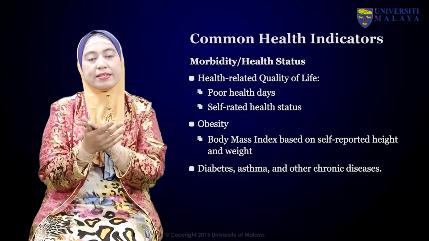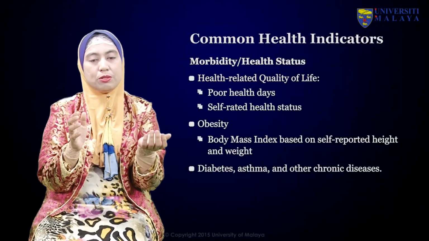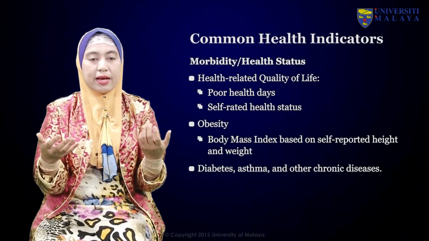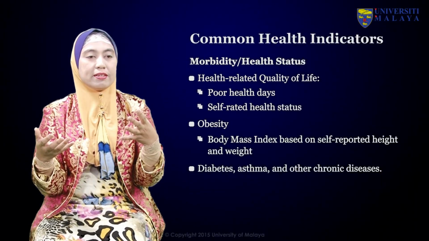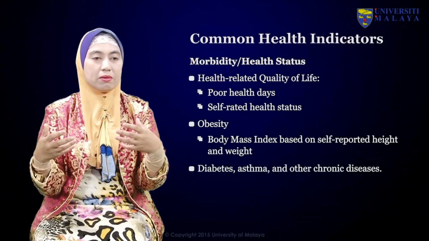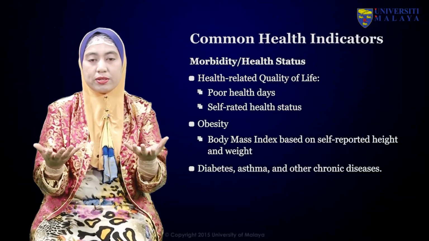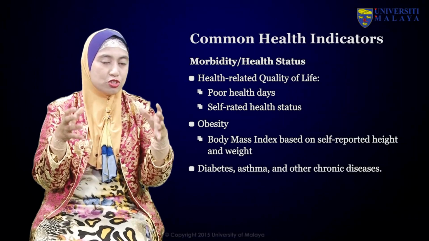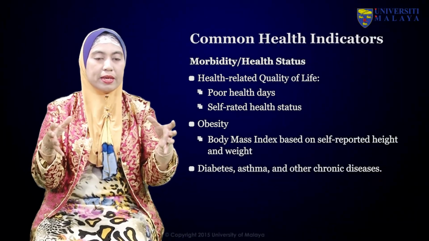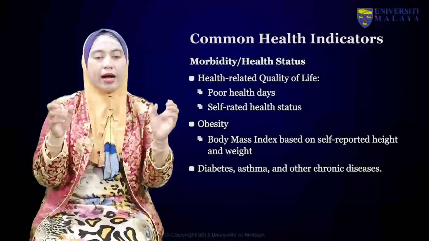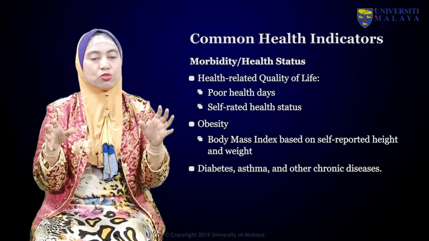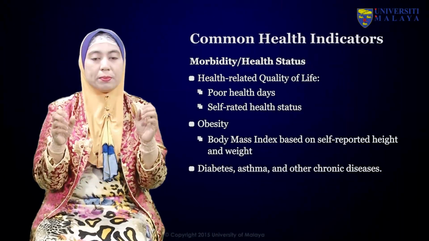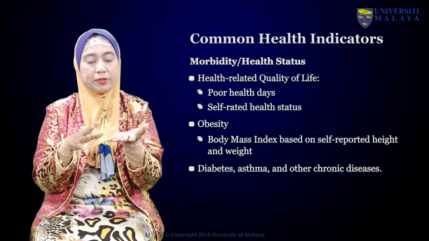Okay, and we look also under obesity, where we look at the body mass index (BMI). Either they have been measured before, or they will be measured on the spot when we have an examination. Okay, and we will also deal with indicators for asthma, diabetes, and other chronic diseases, and hypertension.